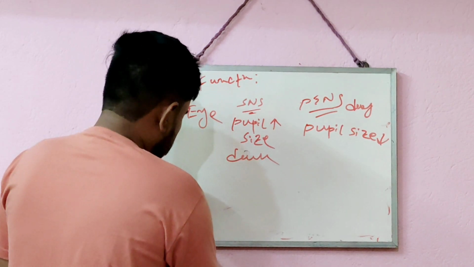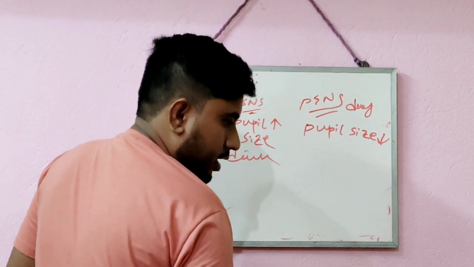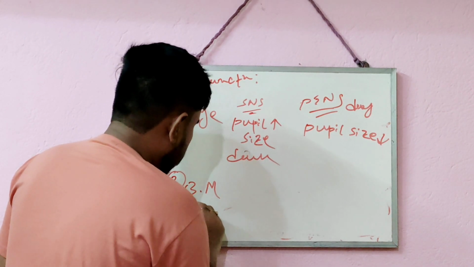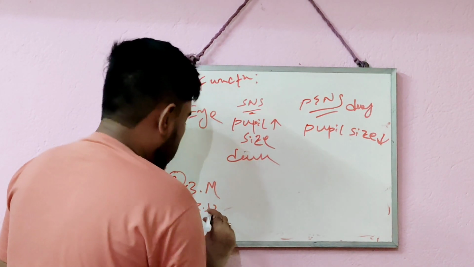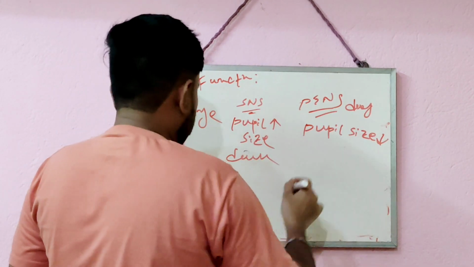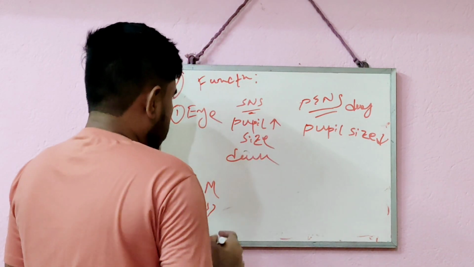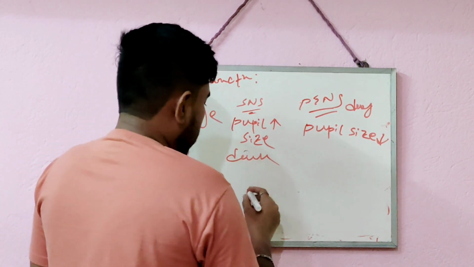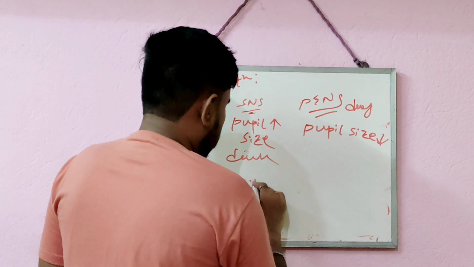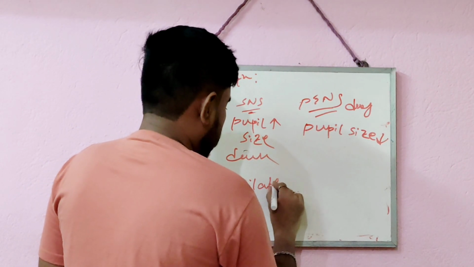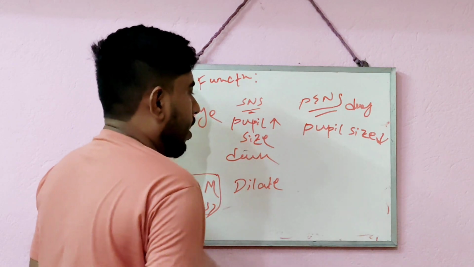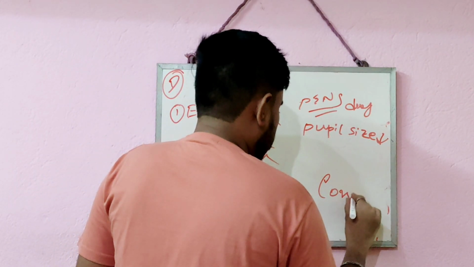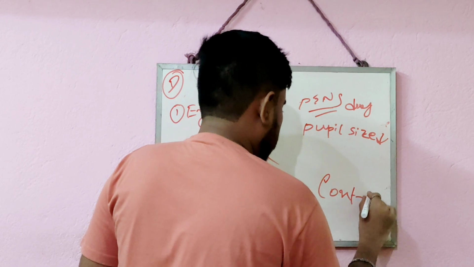The second organ we can tell is the bronchial muscle. We know bronchial muscle means the respiratory system. What SNS and PNS do, we will see. The sympathetic nervous system, in case of bronchial muscle, will dilate the bronchial muscle, and the parasympathetic nervous system will constrict the bronchial muscle.